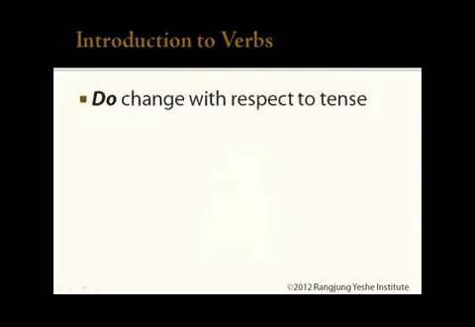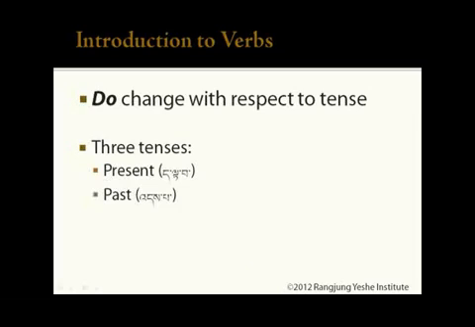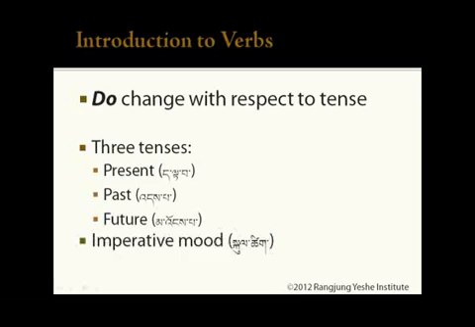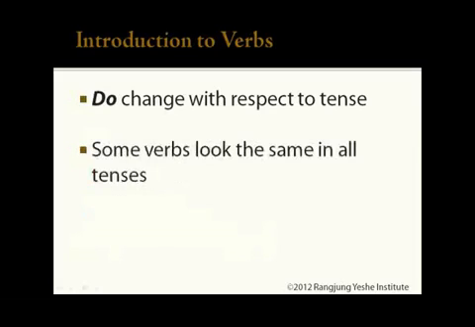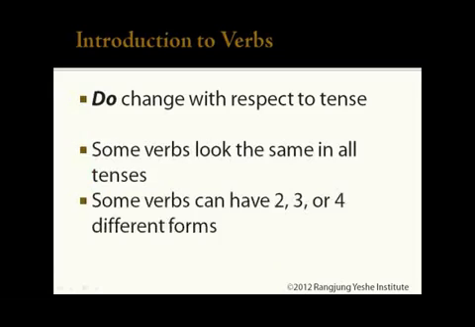Verbs do change, however, with respect to tense. Tibetan has 3 tenses: present, tandawa, past, depa, and future, maongpa. It also uses the imperative mood, kultsik. Some verbs are the same regardless of tense. Others can have 2, 3, or 4 different forms corresponding to each of the 3 tenses and the imperative mood.